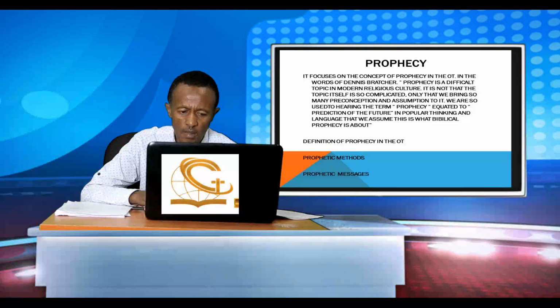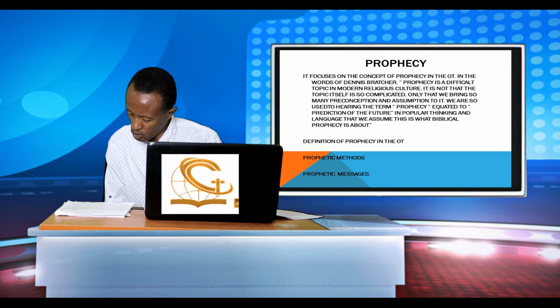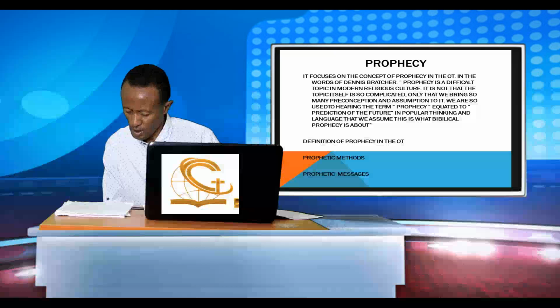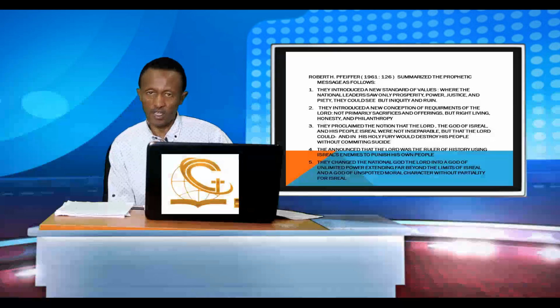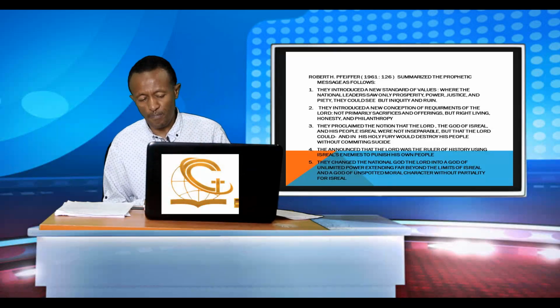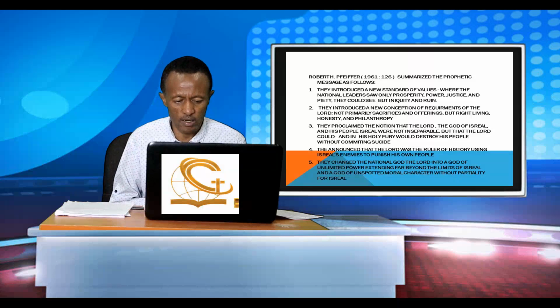So after community, the last lesson is prophecy. The method of prophecy, the message of prophecy. According to the prophetic message, Robert summarized it in five ways. Values, they introduce a new conception of requirements. They proclaim that the Lord is God. They announce that the Lord is the ruler of history. The prophets' message indicates for all nations that God is the ruler of history and God is the ruler of everyone.